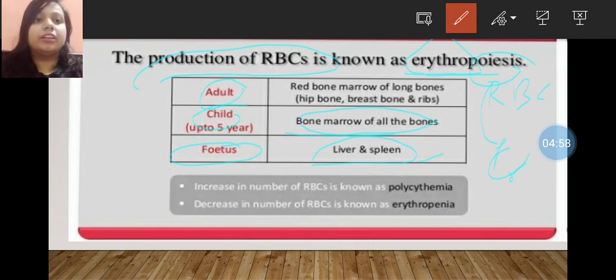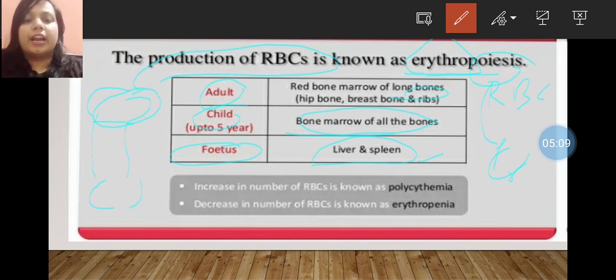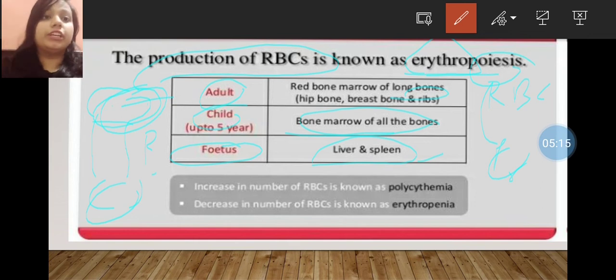But in adults, they are present only in long bones, like this. These are the long bones, and at the end they have a spongy material which is called red bone marrow, which is helpful for blood formation, RBC.